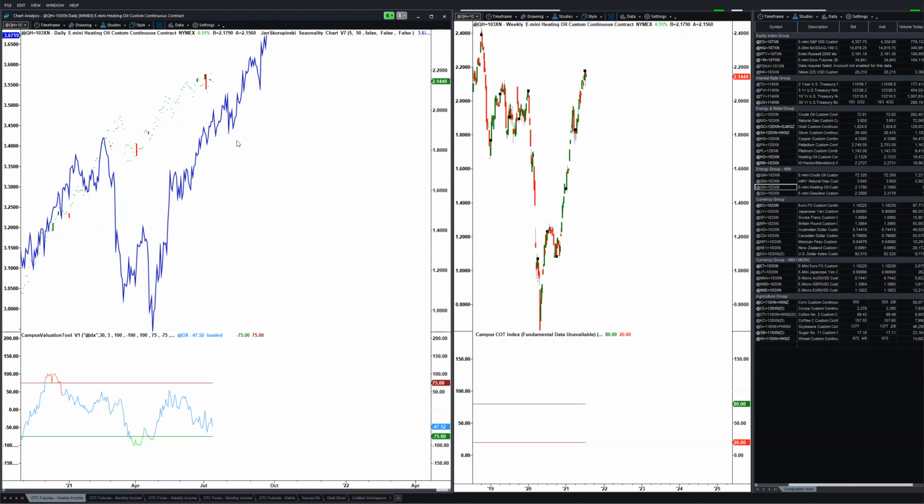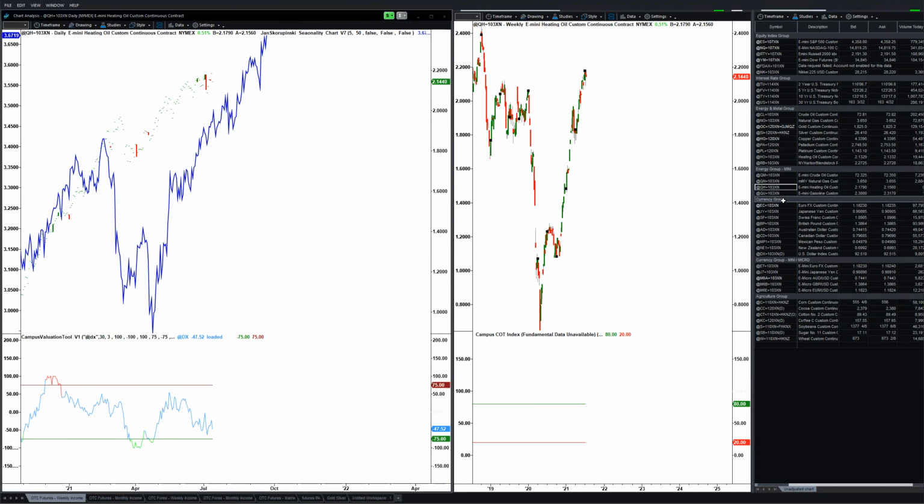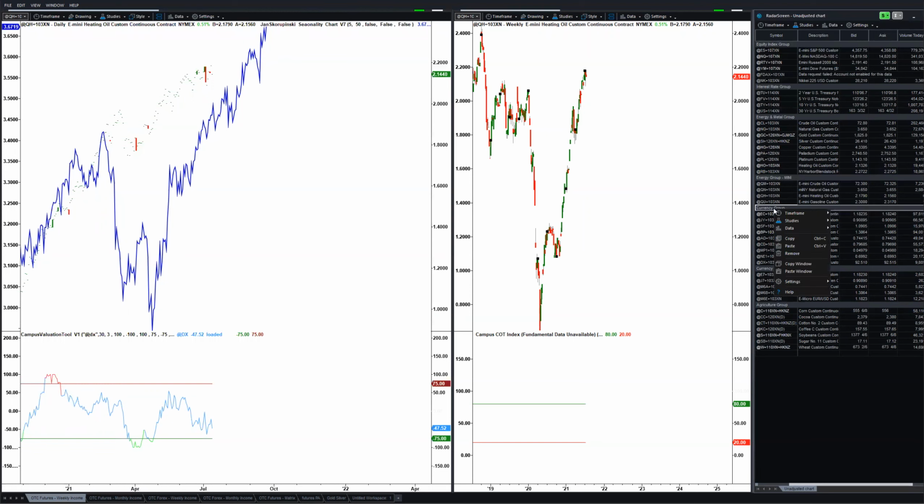But minis are contracts too. No, everything is contracts. Mini contracts, micro contracts. In futures, everything is contracts. It doesn't show on the minis because there's no fundamental data on the mini contracts, because it's always derived from the real contracts.